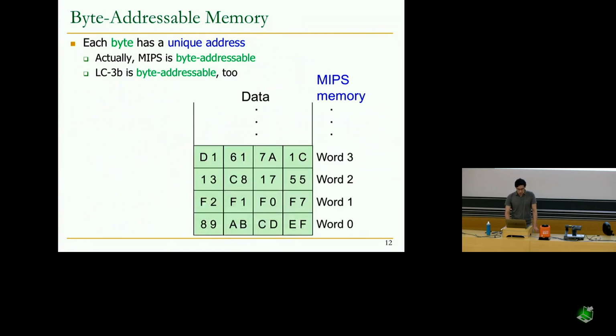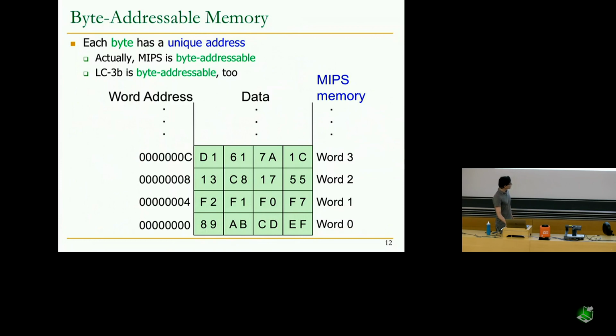And in byte addressable memory, what we are going to have is something like this. Each of the words is composed, for example, in MIPS, by 4 bytes, and for each of the words, we have 1 word address again, but now observe that the distance between 2 consecutive word addresses is 4. Why is that? Because this is a byte addressable memory, and each of the bytes has its own address.